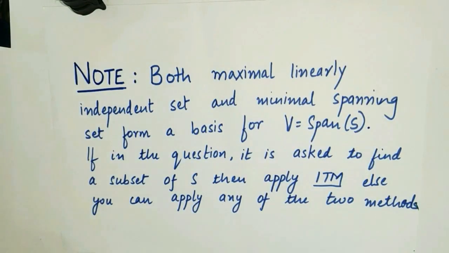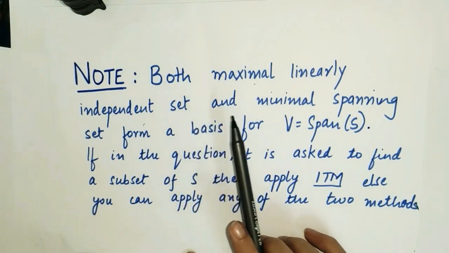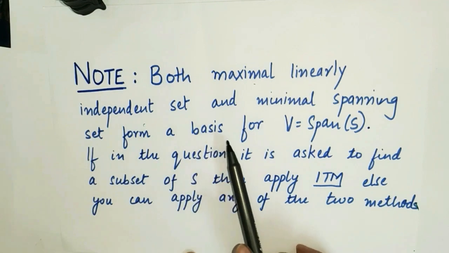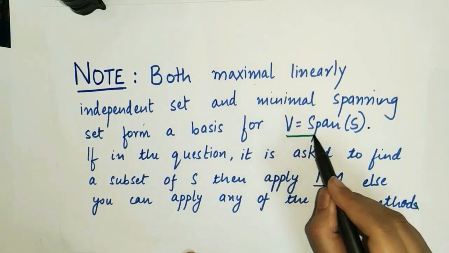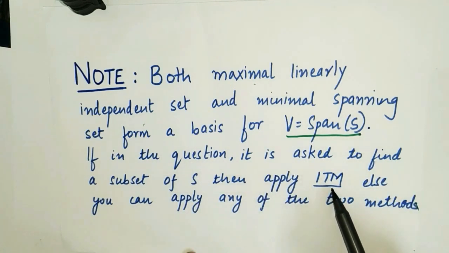So I just repeat it once again. Both the maximal linearly independent set and the minimal spanning set form a basis for V equal to span S. If in the question it is asked to find a subset of S, then apply ITM, else you can apply either of the two methods to get the basis.